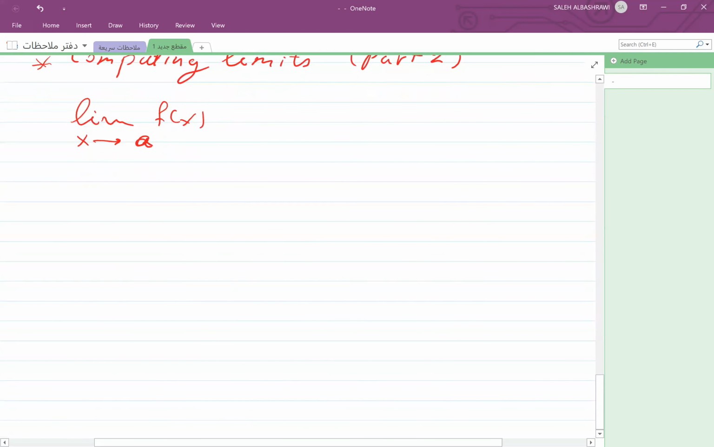We say that x can approach the number a from the left or from the right, and we call these the left limit and the right limit. If these two limits are equal, then the limit of the function exists. If the left limit and right limit are not equal, then the limit of the function as x approaches the number a, without positive or negative, does not exist. To explain this, here are some examples.